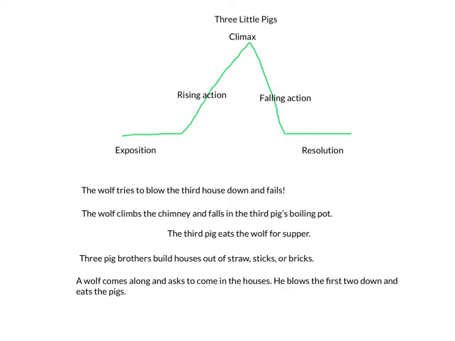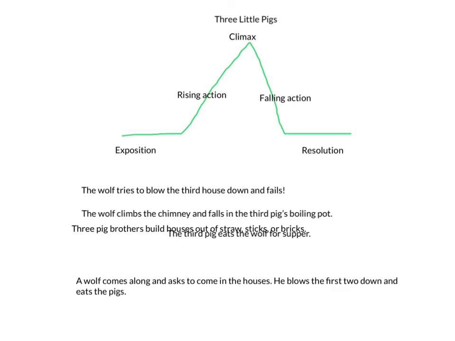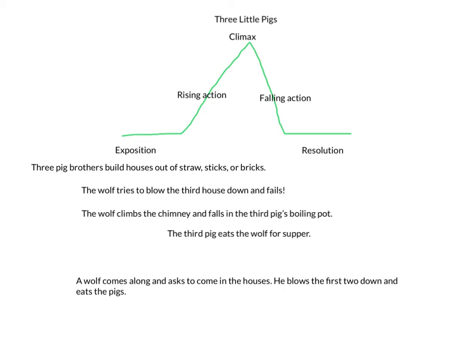Which of those is the thing I need to know before the start of the story? Pause the video and see if you can figure it out. So the start of the story, the thing I need to know before anything else, is that there's three pig brothers. Okay, I don't even have a wolf yet. It's just the setup for the story.